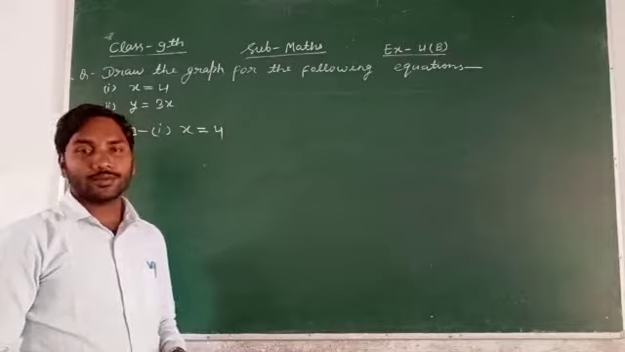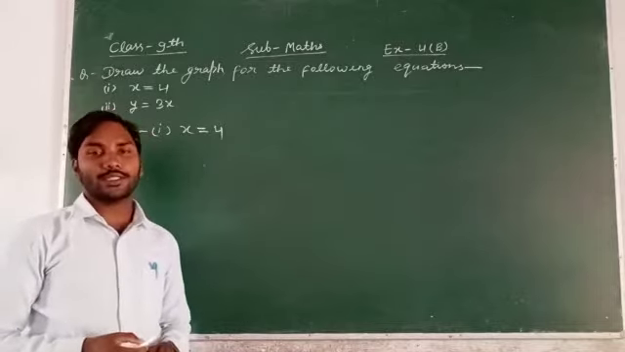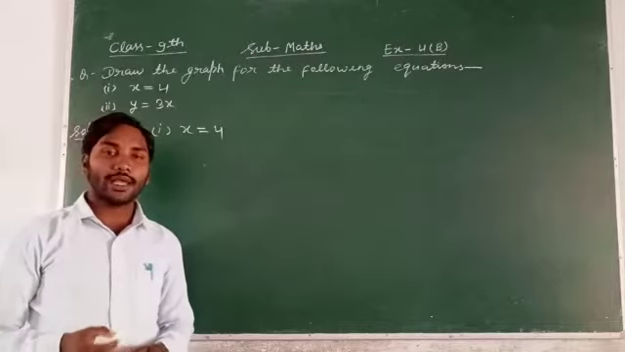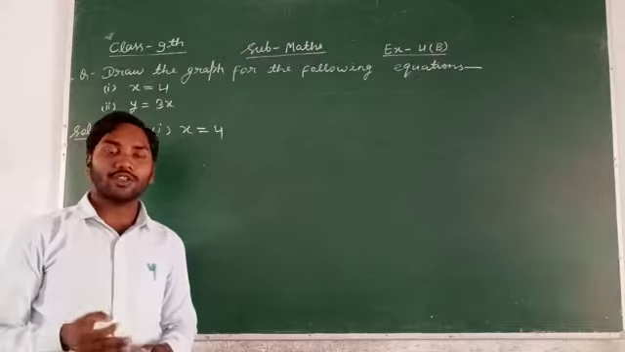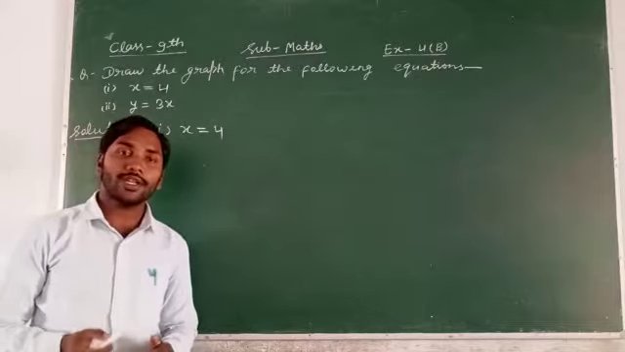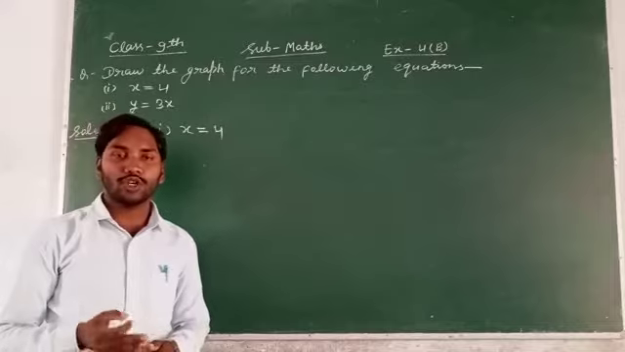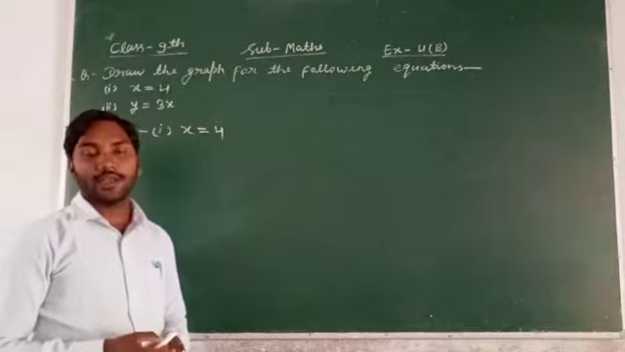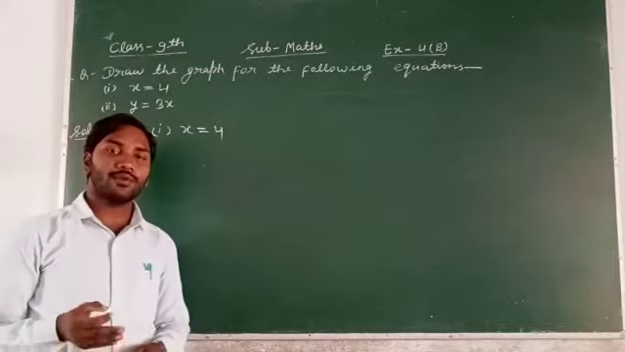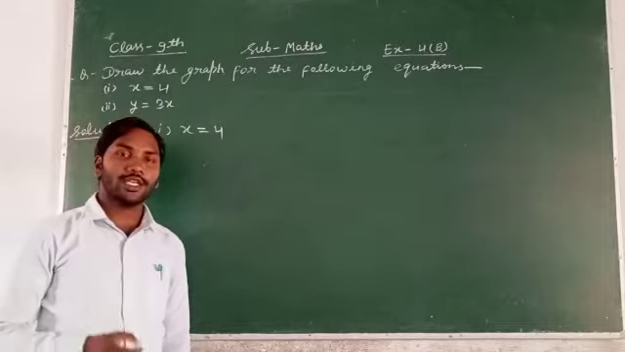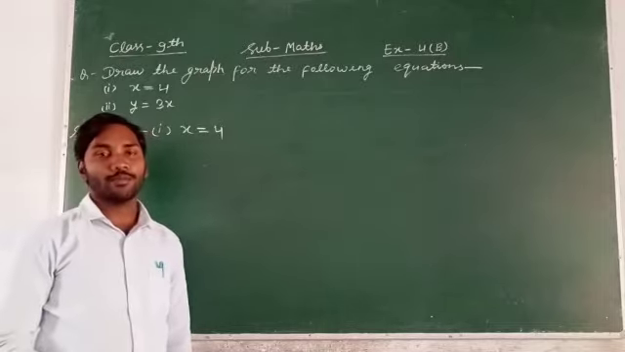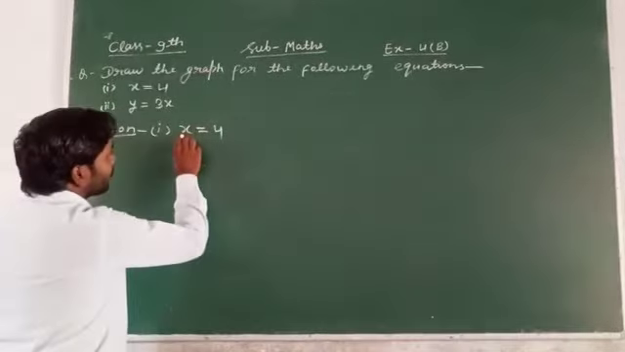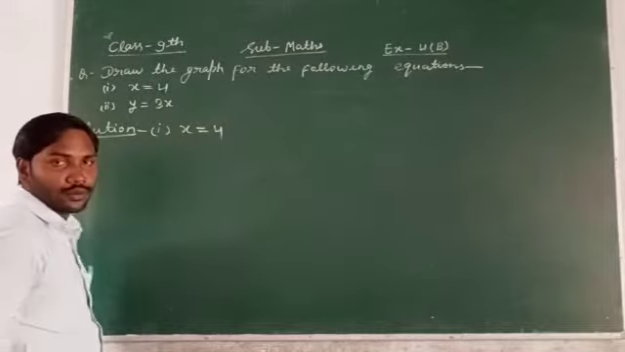In a linear equation where only one variable is given, you will get the graph parallel to the x-axis or the y-axis. If the variable x is given, you will get the graph which will be parallel to the y-axis, and if the variable y is given, in that case you will get the graph which will be parallel to the x-axis. From here you can see that the value of x is 4.